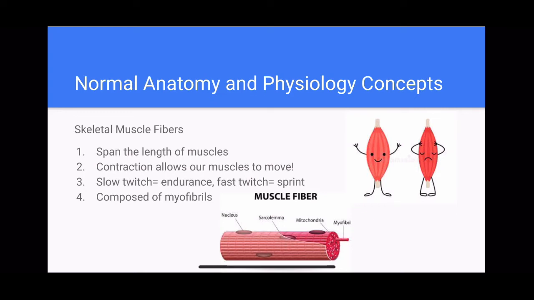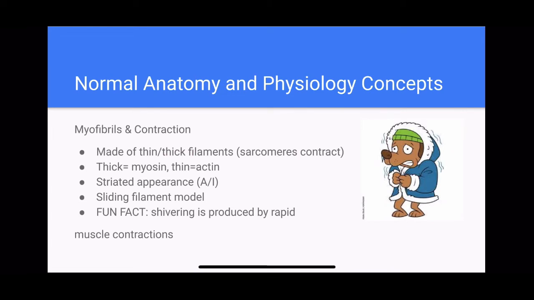And then our last anatomy topic we're going to discuss is the myofibrils, which I just mentioned. These have an important function in specifically contracting the muscles through the sarcomeres. So our myofibrils are composed of thick and thin filaments. This thick filament is our myosin, and our thin filament is our actin. So this thick and thin filament composes the sarcomeres, and myofibrils have a striated appearance.